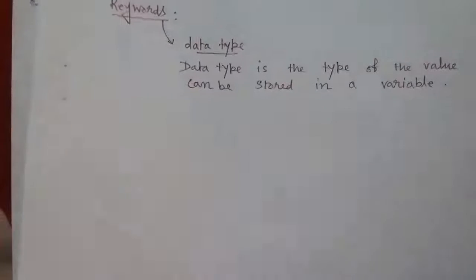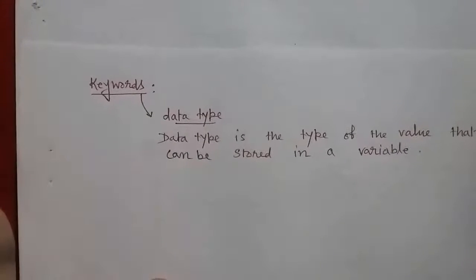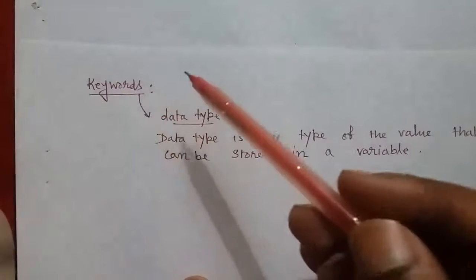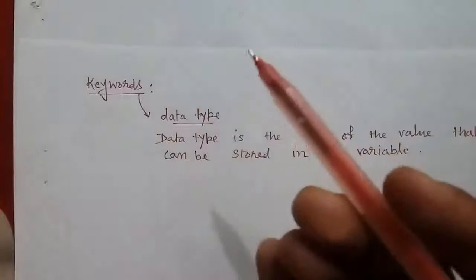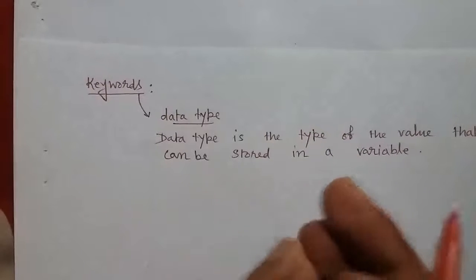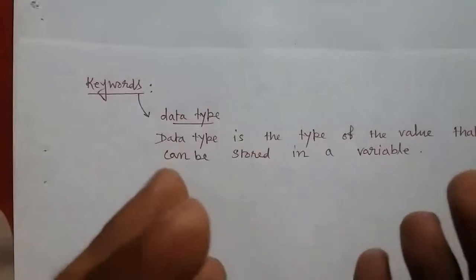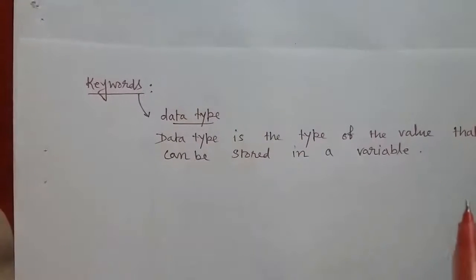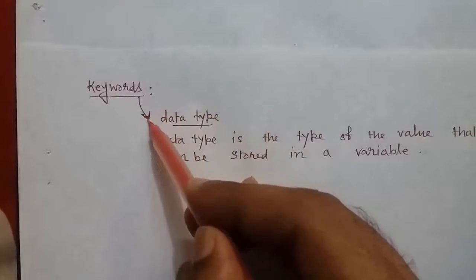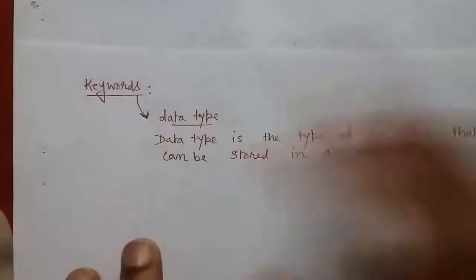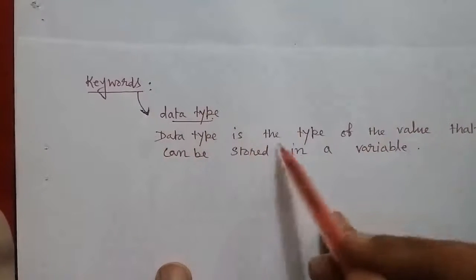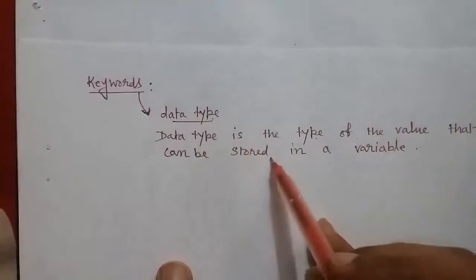Next I will discuss keywords. Keywords, you already know, are the reserved words in Java or the built-in words in Java that carry a specific meaning to the execution of the program. So basically we have to discuss one keyword which is data type. Data types are all keywords in Java. So data type we will discuss in this lesson. What is data type? Data type is the type of the value that can be stored in a variable.